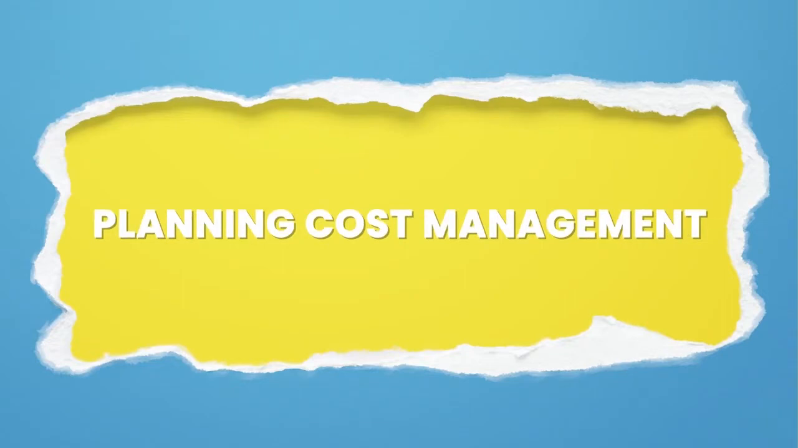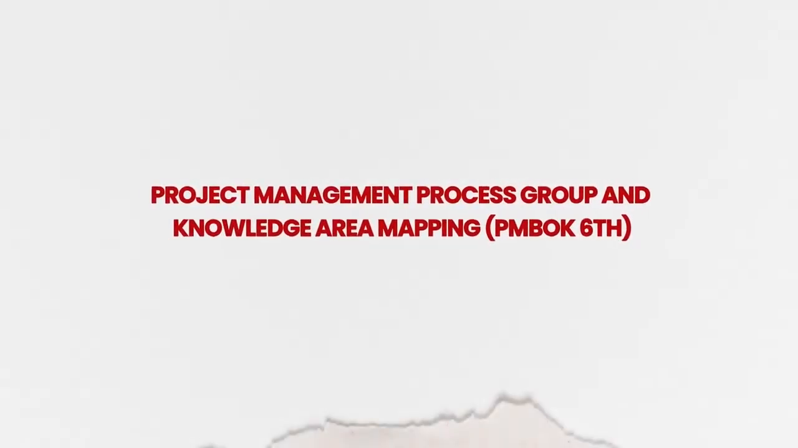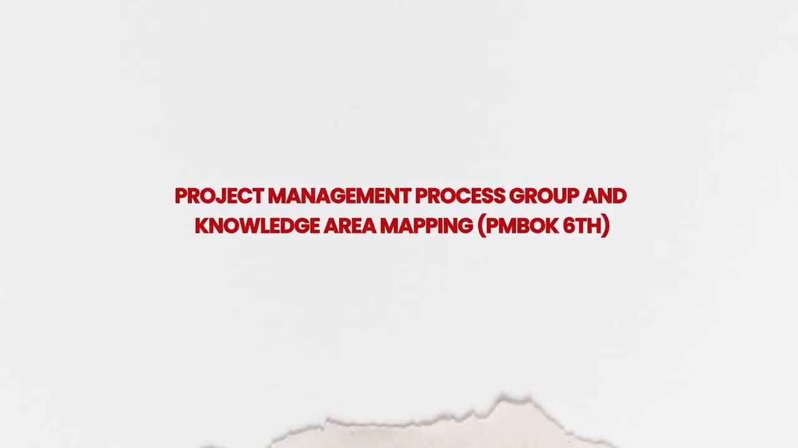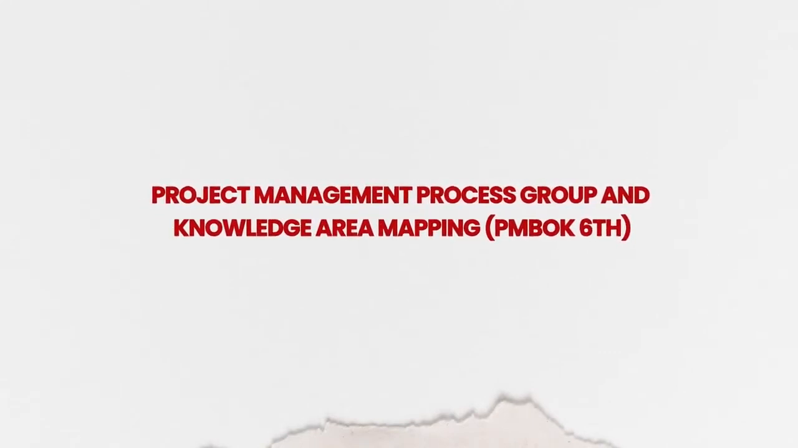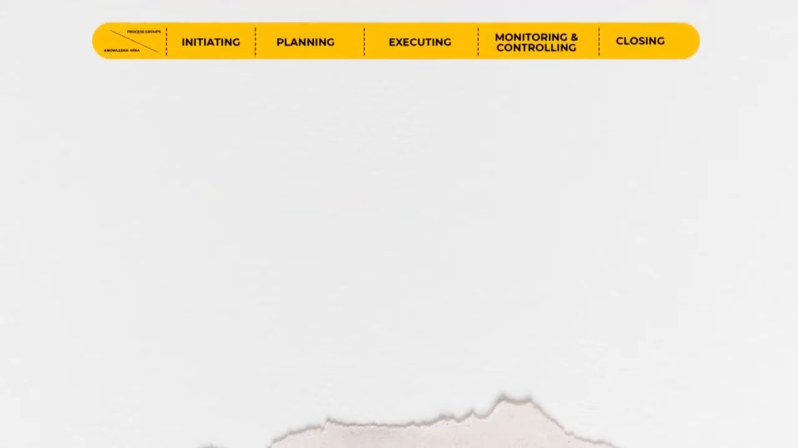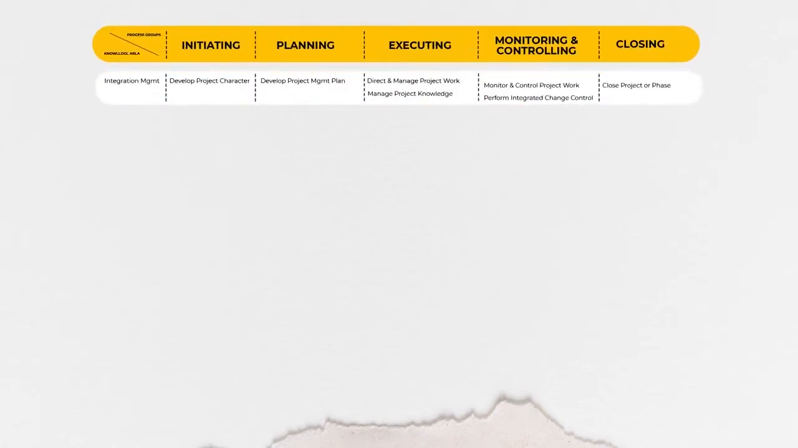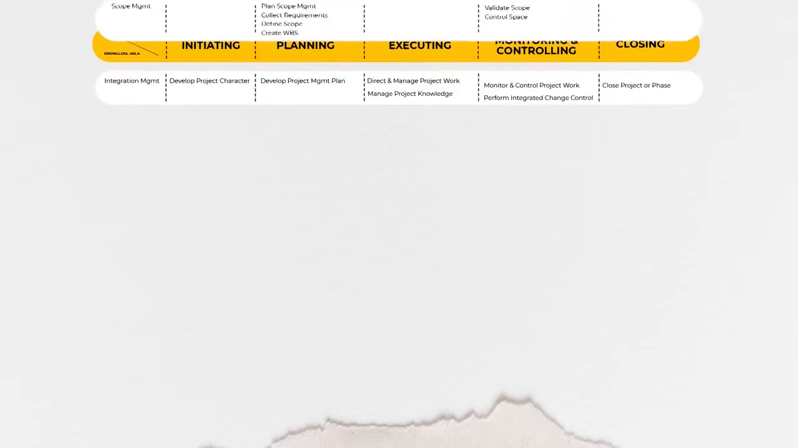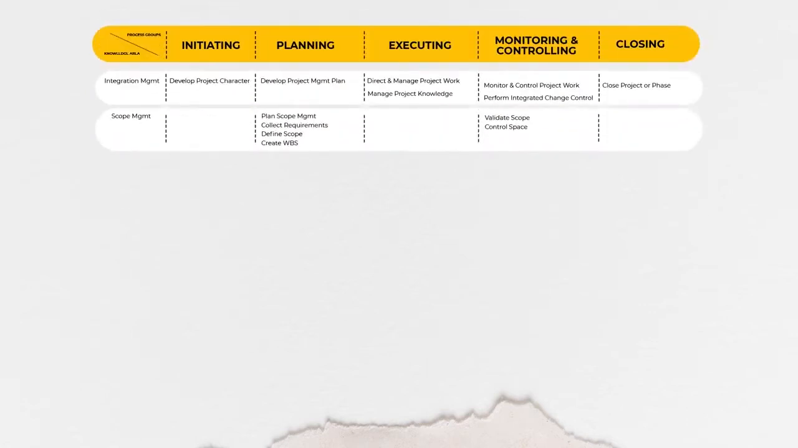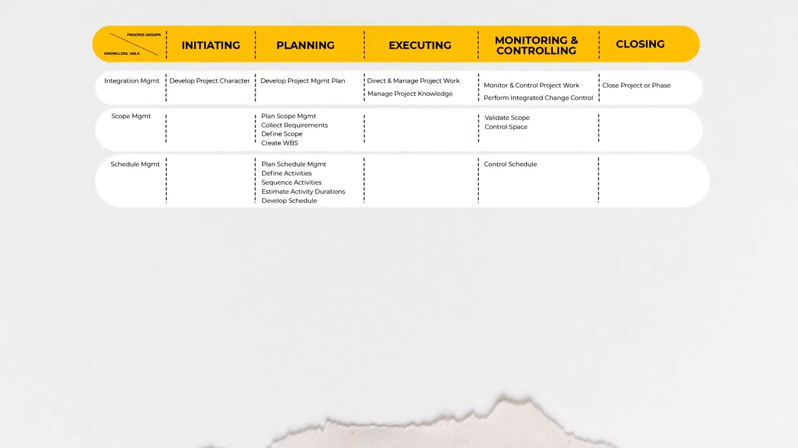And for this video, we are going to talk about planning cost management. We are going to take on the topic of project management process group and knowledge area mappings. Next up, we are going to show you the PMBOK Guide 6th edition matrix chart of the process groups and knowledge areas mapping. This guide will show you the knowledge areas down the side, the process groups along the top, and then maps the different processes in the relevant boxes where those two axes cross.